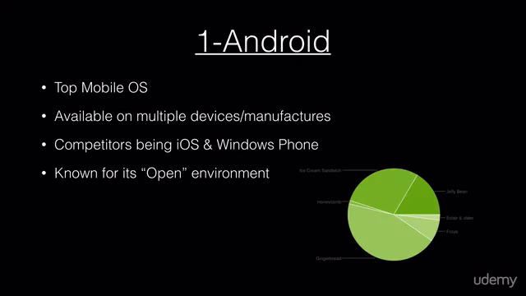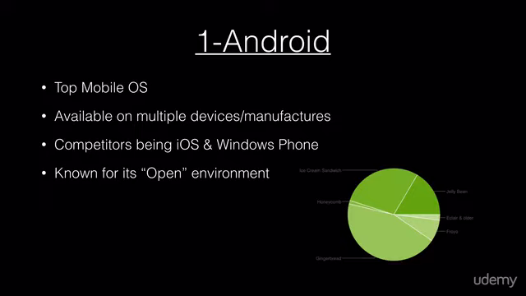So starting us off with Android, talking from the top here, Android is the top mobile operating system right now. It is sold on multiple devices out there. It covers a wide range of devices because Google made it open. It's known for its open environment, and that's why it's available for multiple manufacturers. LG can make an Android device. Google has their own Android devices, their Nexus lineup. Samsung has multiple Android devices like their Galaxy Notes and Galaxy S5s and S4s, and its main competitors are iOS and the Windows Phone.